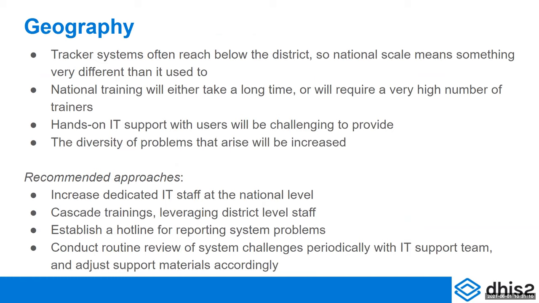For the geography, we've already talked about some of this. Increase your dedicated IT staff at the national level as well. Make sure that they are well staffed to be able to provide the kind of support even to your secondary level. So if what you've done is established a district level frontline support, those people still need to have somebody at the national level that they can refer problems to or they can ask questions to. You want to make sure that you're not overwhelming your national IT staff because there's been no increase in staffing despite a dramatic increase in needs.